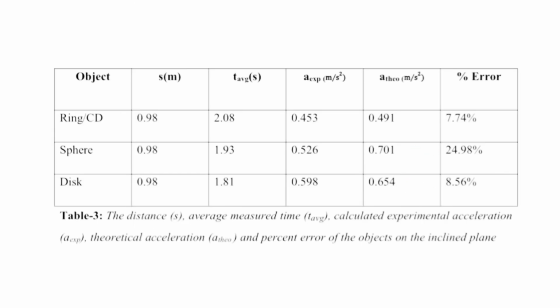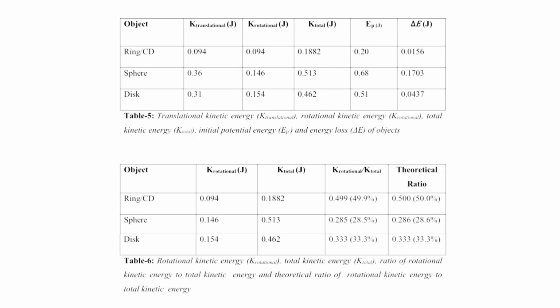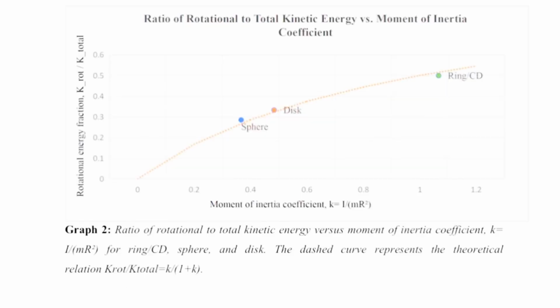As for my results, the sphere showed the largest error in acceleration between theory and experiment, about 25%. The ring and disk had smaller errors, around 8%. As seen in graph 1, all points fall below the ideal line, showing systematic energy losses due to friction and air resistance. However, the energy distribution ratios match the theoretical predictions almost perfectly, as shown in graph 2.